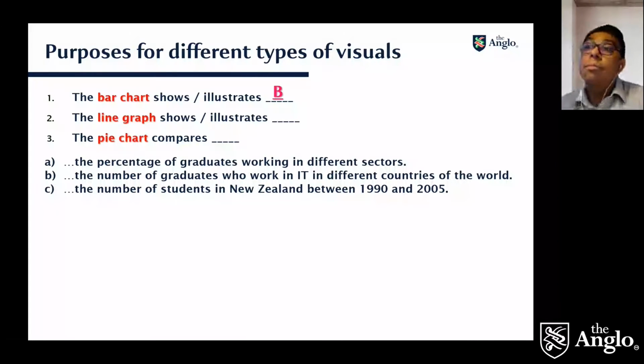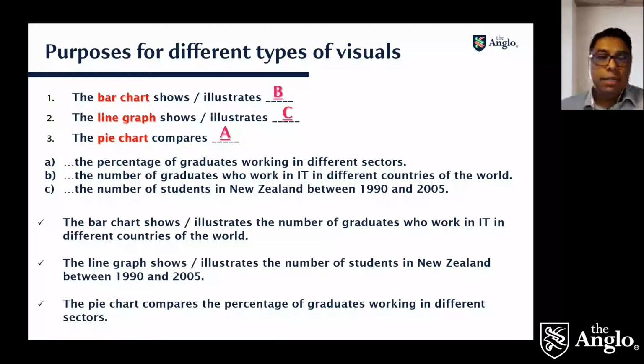Okay. Yeah, remember the line graph, lines or this kind of graph produces information over a period of time. So based on that, we will have it that it's letter C, okay? Because it's between 1990 and 2005. And obviously, the pie chart produces information that is normally connected to percentages, okay? So this is the way that the sentences, okay, will look now that they are completed.